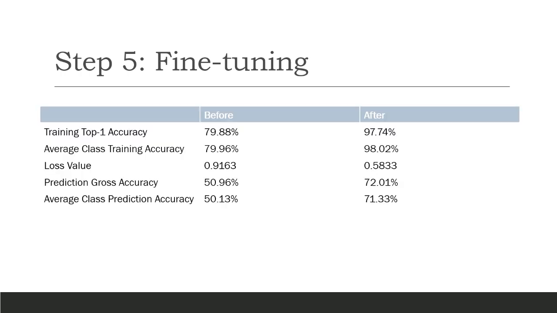Here you can see there are increases in training and prediction accuracy with a lower loss value and a pretty spectacular 72.01 and 71.33% accuracy, though not that high, but it is already quite alright.